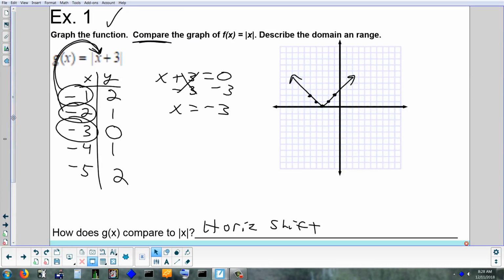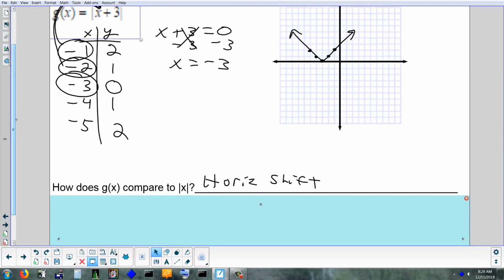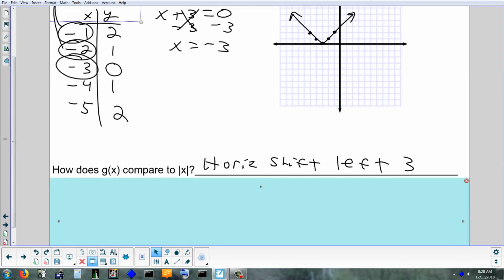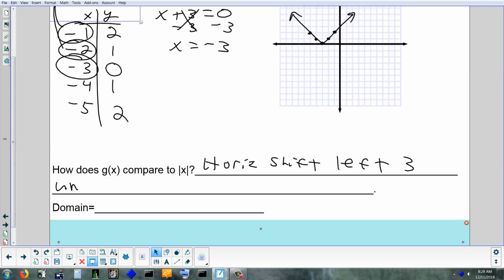So positive shift, you said positive goes which way? To the left. Positive does go to the left, and negative goes to the right. So it's a horizontal shift left. How many units? 3 units. 3, because it's a plus 3. Exactly. Left 3 units. Okay, that's the second part. I think that part's easier than the graphing part. I think it's quicker.